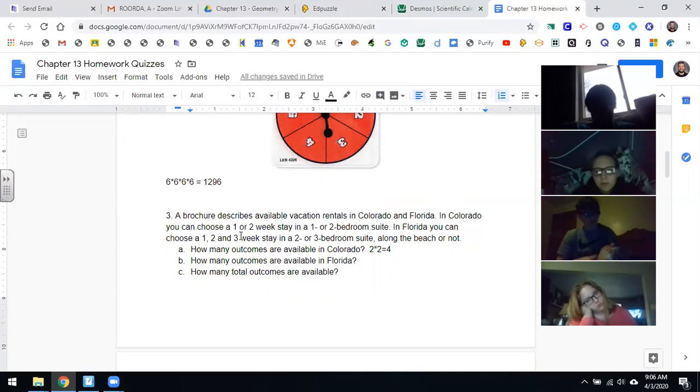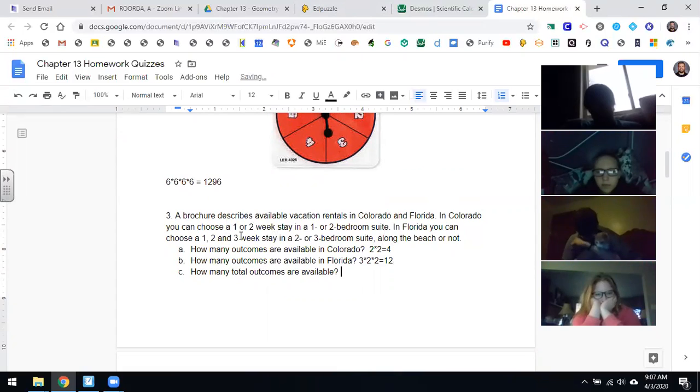For Florida, it says you can stay 1, 2, or 3 weeks, okay? You can have a 2 or 3 bedroom. And here's one that I had forgot when I was doing it, but it says the beach or not. So it's actually another choice. So it doubles again. So 3 times 2 is 6, times 2 is 12. And so how many total options are there? 16. You just add the 2 together.